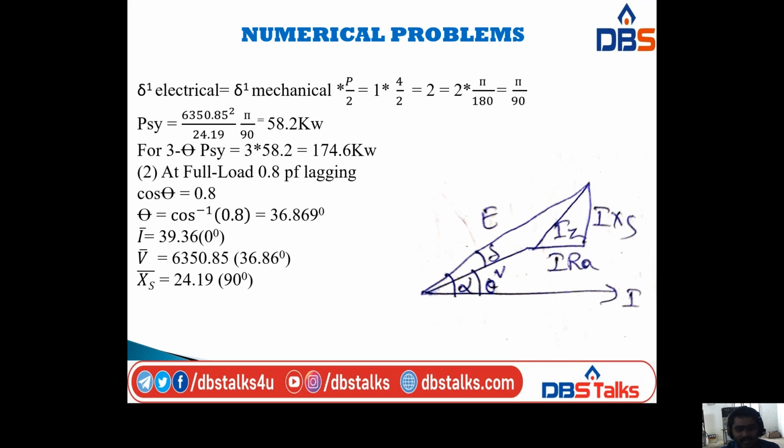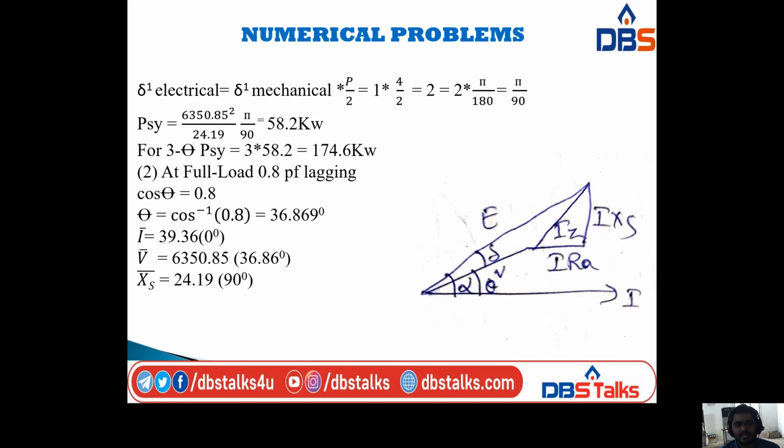Firstly we have to calculate the delta dash value, that is delta dash electrical is equal to P by 2 into delta dash mechanical. In the problem they already gave the number of poles as 4, that is 4 by 2 into delta dash mechanical. In degrees, delta dash mechanical is equal to 1 degree. So taking 1 into 4 by 2, finally we have delta dash electrical as 2 degrees. If we want radians, the delta dash mechanical is equal to 1 degree, that is pi by 180. So please substitute pi by 180 in the place of delta dash mechanical.